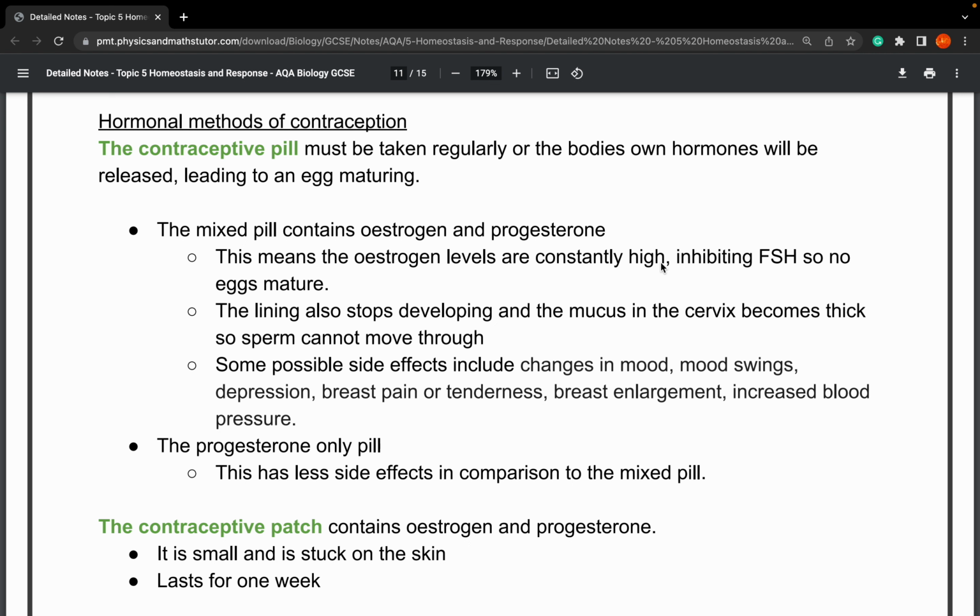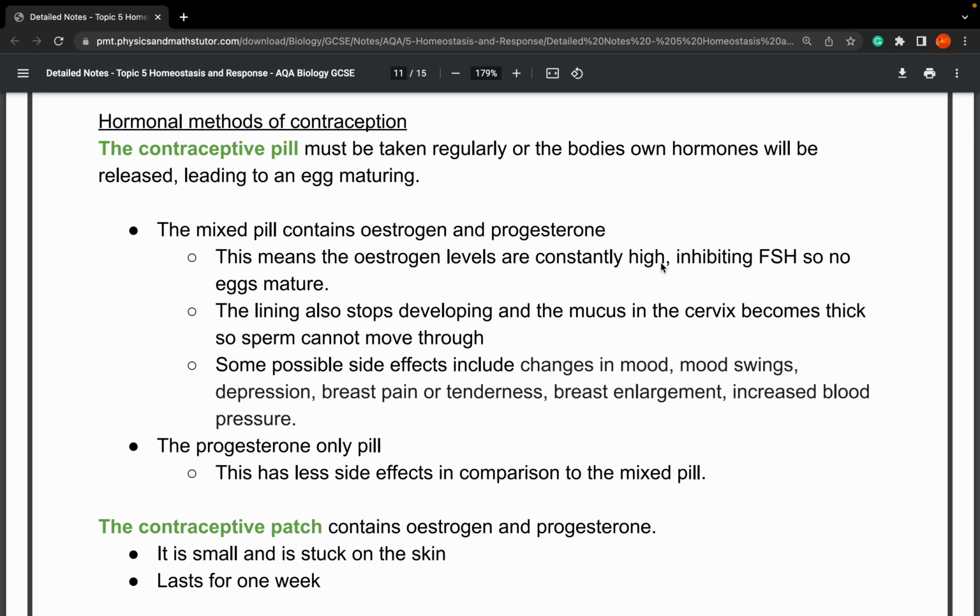Now the lining also stops developing. The cervical mucus becomes thick, so sperm cannot move through. So the lining also is not developing in a good manner to receive the sperm. Some possible side effects are mood swings, depression, breast pain, tenderness, breast enlargement, increased blood pressure. So these are all the side effects of the contraceptive pill because of the estrogen.